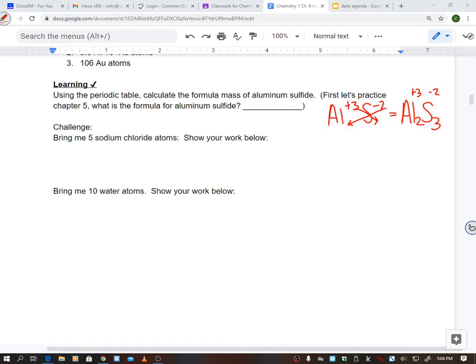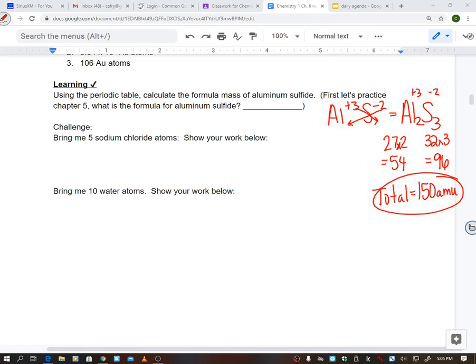So now to find how much this thing weighs, I need to look up how much aluminum weighs. Aluminum weighs approximately 27. So I'm going to take 27 times 2, which equals 54. I'm going to put an X here. That's multiply. Sulfur is approximately 32 times 3, because there are 3 sulfurs, which would equal 96. So my total is going to be 150 atomic mass units. Now remember, at some point we'll change that to grams. But the formula, let's make sure we write that there.